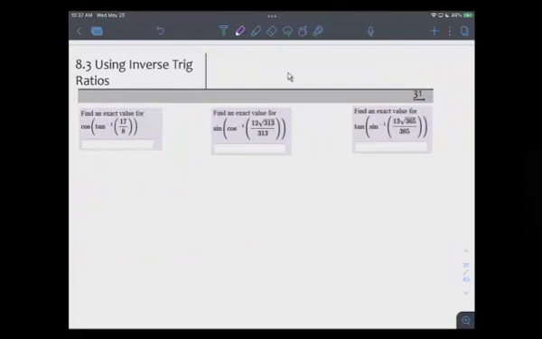Okay. The first one, we're doing this same process, except it's not with angles that lie on the unit circle. And if that's the case, and notice here that the inverse functions are on the inside, what you're going to do for something like this is set up a right triangle.